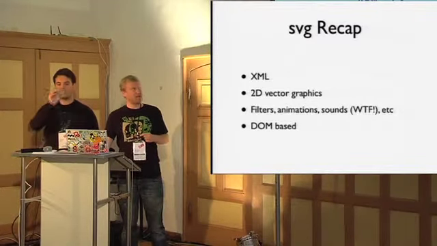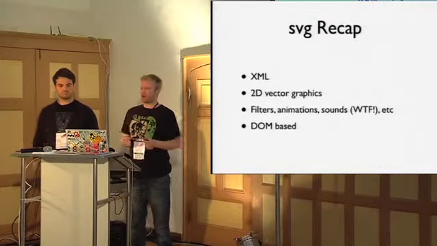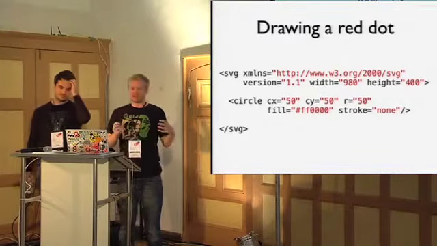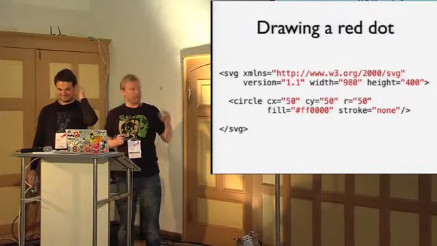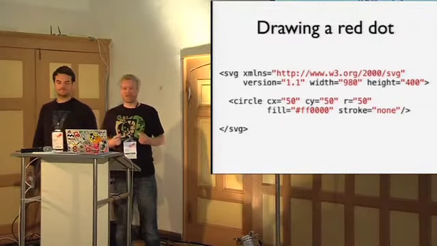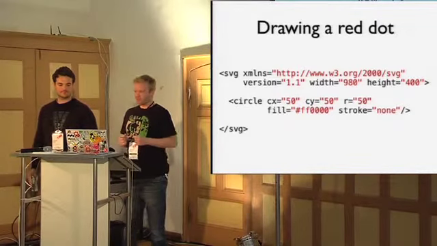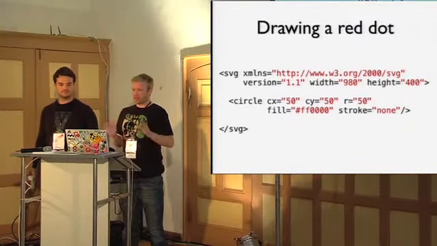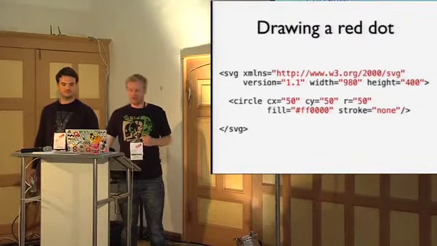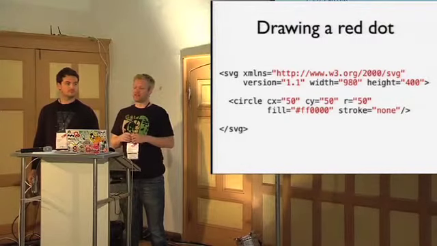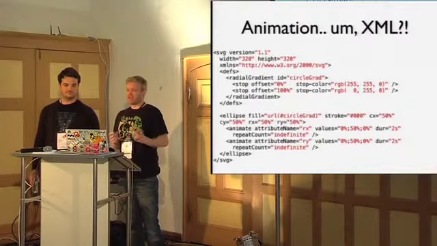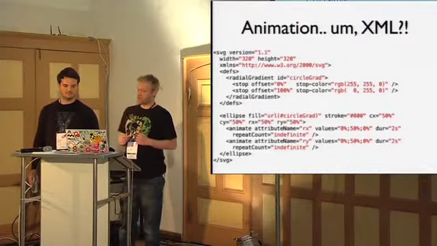This is an example of how to draw a circle on a surface. You see the XML element for circle, the SVG container, and some attributes like CX, CY for center X, center Y, R stands for radius, and you have a fill color and a stroke. Are you familiar with fill and strokes? Okay. This is a more complex example where we define a gradient in the SVG definitions, and then we draw an ellipse and animate its attributes.